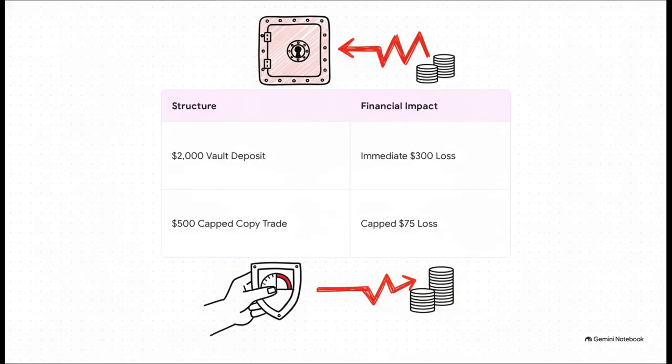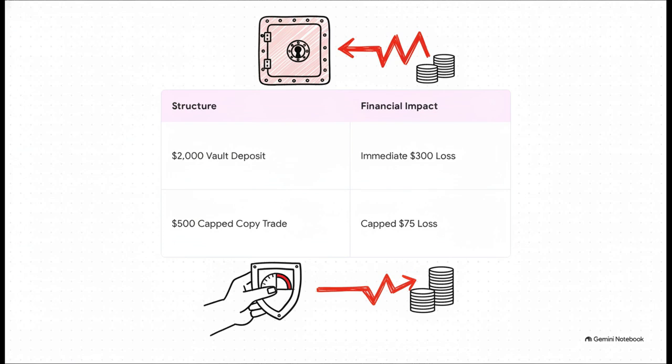Now, what's really interesting about this slide is how the exact same 15% leader loss transmits totally differently based on your structure. In a vault, that loss applies proportionally, simultaneously, and immediately. If you have a $2,000 vault deposit, you instantly take a $300 loss. There is absolutely no way to override it.